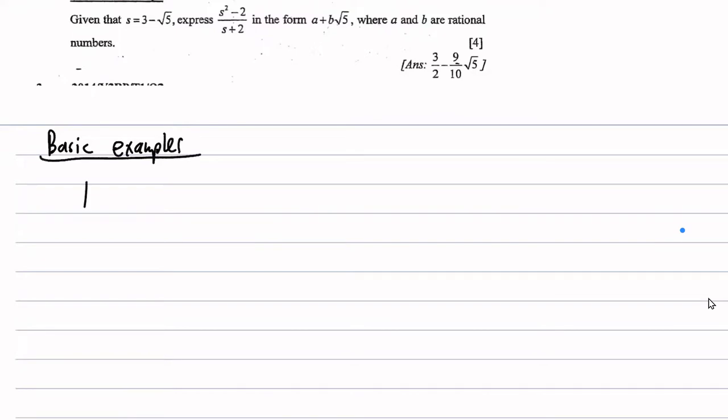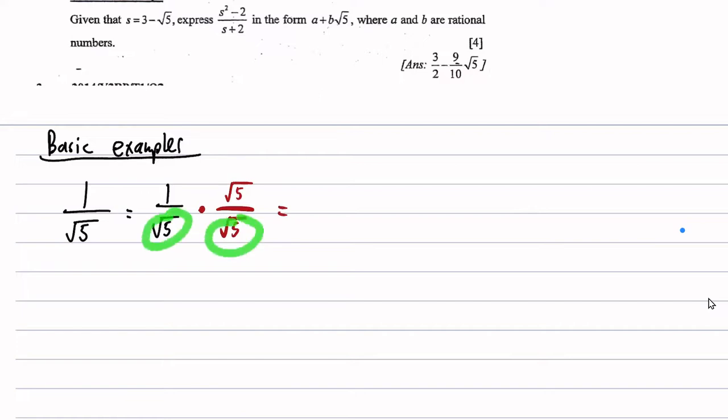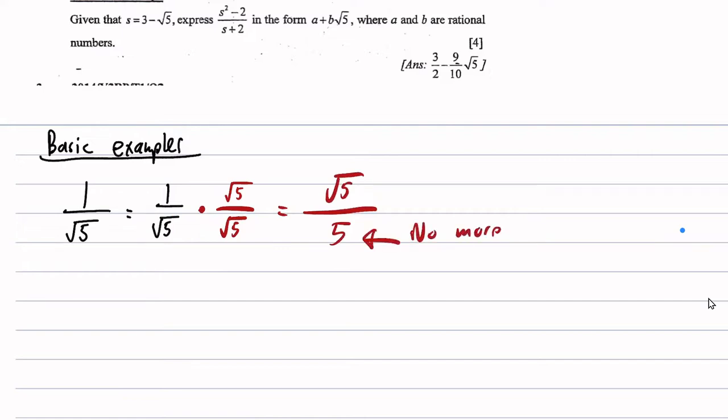So let's say you have 1 over square root 5. Rationalize the denominator. What would you do? Multiply top and bottom by square root 5. So what happens to the denominator? It becomes 5. So we have rationalized the denominator. No more surds. Surds are square roots of something. Okay, good.